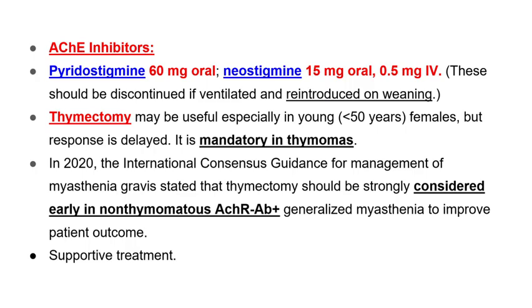AChE inhibitors: pyridostigmine 60 mg oral, neostigmine 15 mg oral or 0.5 mg intravenously can be given. These should be discontinued if the patient is ventilated and should be reintroduced on weaning. Thymectomy may be useful especially in young females, but the response is delayed. It is mandatory in thymomas. In 2020, the International Consensus Guidance for the Management of Myasthenia Gravis stated that thymectomy should be strongly considered in early non-thymomatous, anti-acetylcholine receptor antibody positive generalized myasthenia to improve patient outcome.